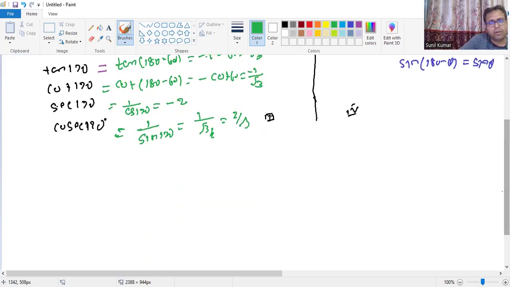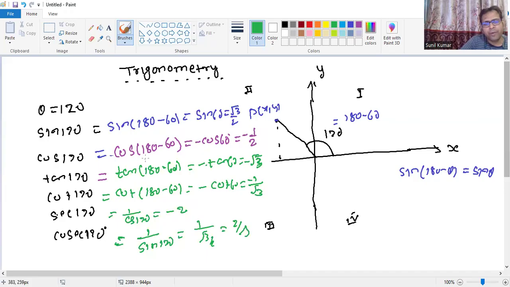Okay, so this concept we can also find using the graphical method: how we are getting positive sine, and how cos is getting negative. We can use the graphical method also, so I'm going to explain using the graphical method here.